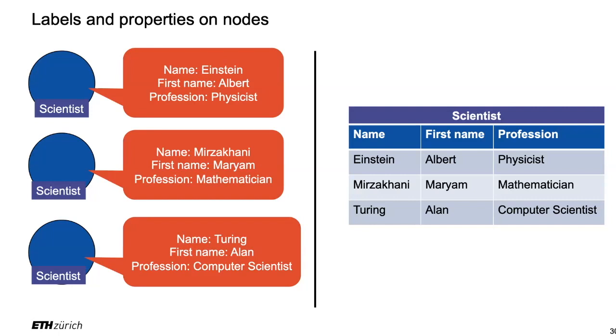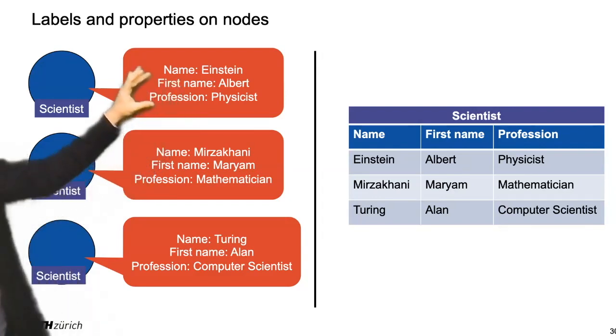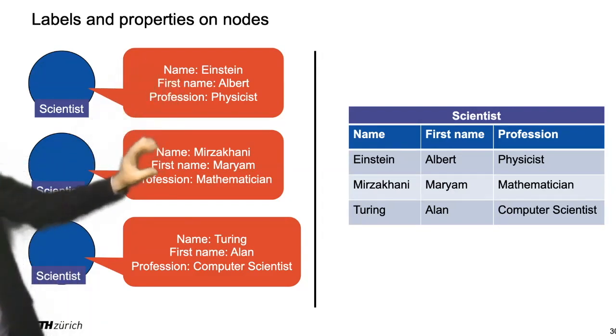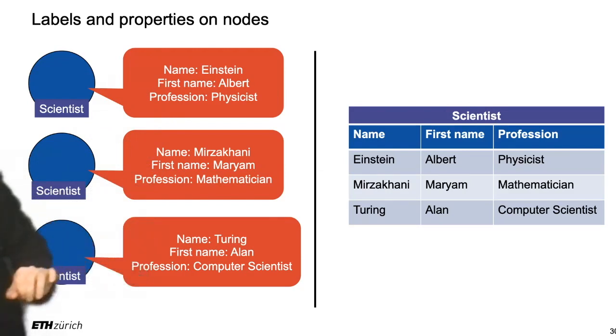For example, if you have in the graph database three nodes, as shown on the left, that are all labeled as scientist, and it turns out that whoever designed that database was actually doing it with some design in mind and had some structure, right? So you can notice that all of these nodes have the same properties here: name, first name, profession, name, first name, profession, name, first name, profession. And every node would correspond to a database record, right? So the first one is Albert Einstein, then you have Marianne Mirzakhani, then you have Alan Turing, and so on. So these are three people.